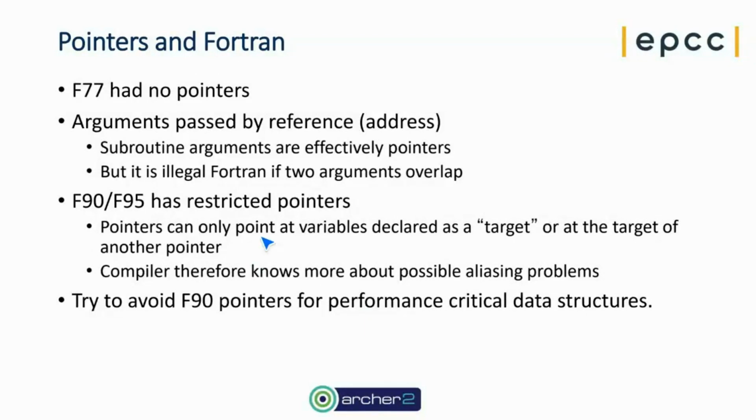More modern Fortran has pointers, but they're restricted. They can only point at variables declared as a target or a target to another pointer. So you can't just make them point at anything. So the compiler knows a bit more about possible aliasing problems, but you should probably try to avoid them for performance critical data structures.